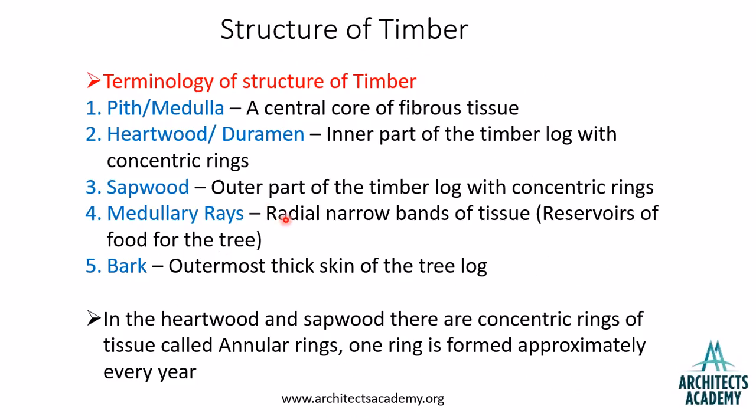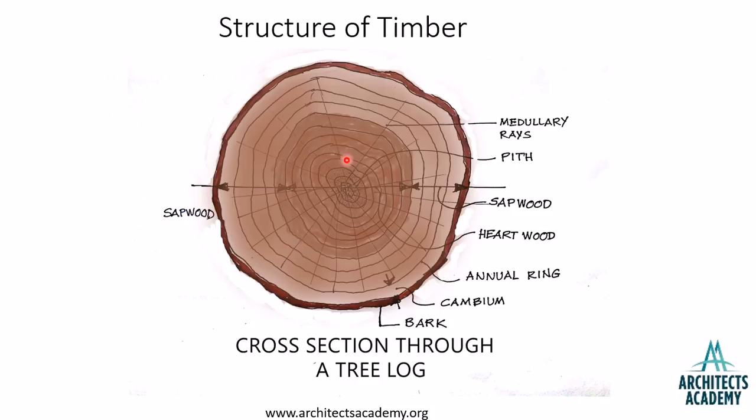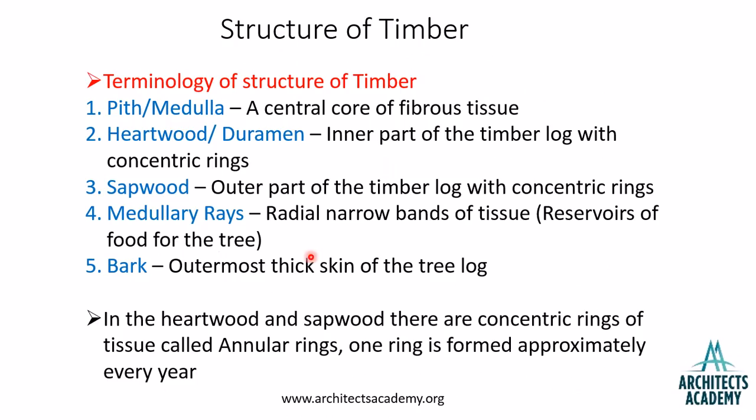Medullary rays are radial narrow bands of tissue which radiate from the central part of the tree, and they act as reservoirs of food for the tree. As you can see here, these are the medullary rays, radiating out from the central part of the tree, and they hold the food produced by the tree. The last part is the bark, which is the outermost thick skin of the tree log.